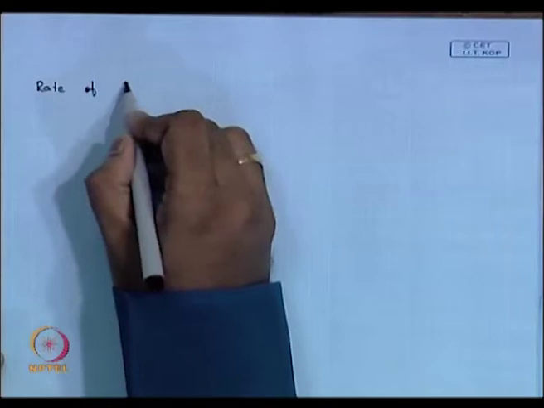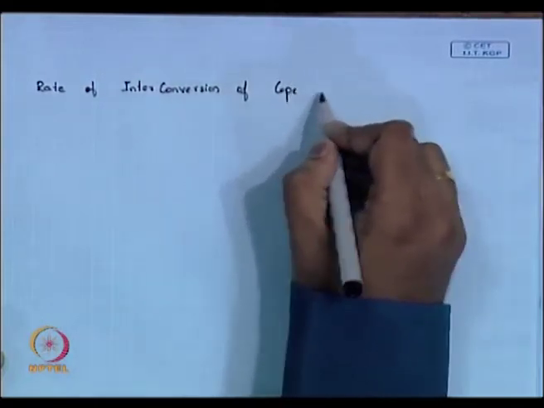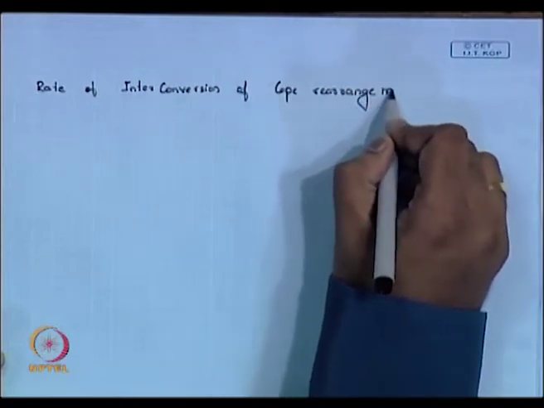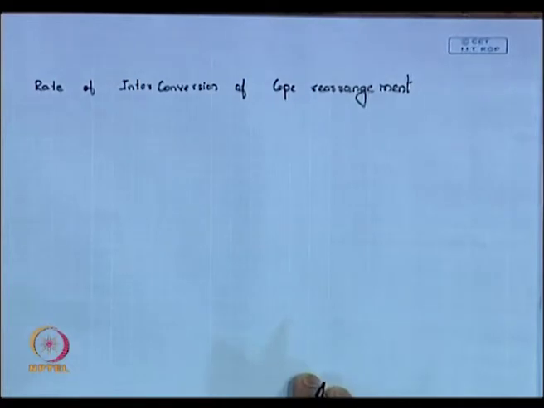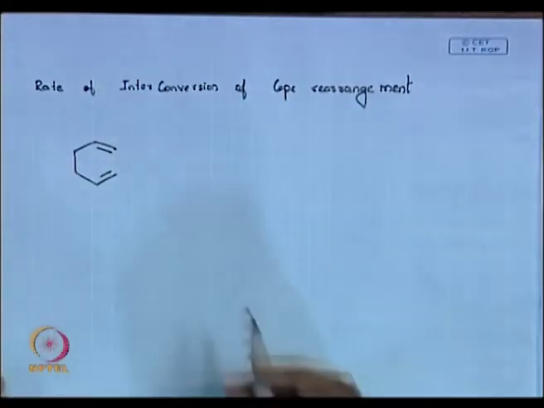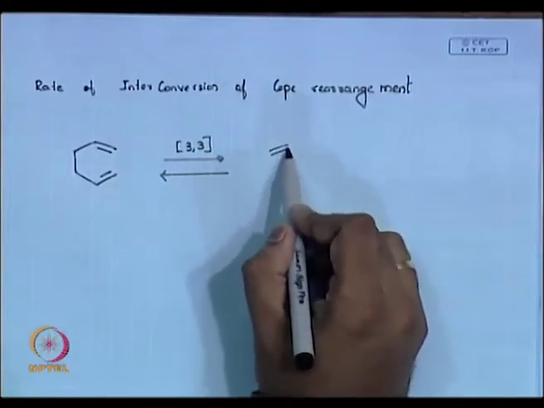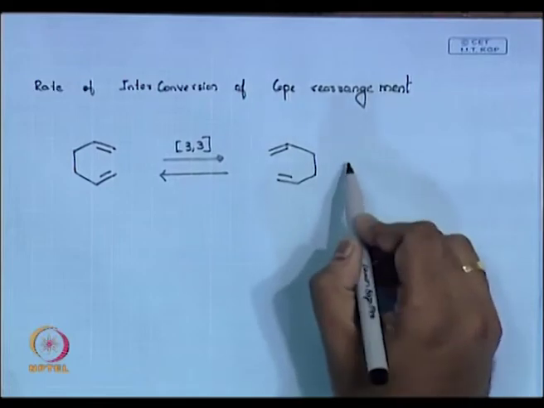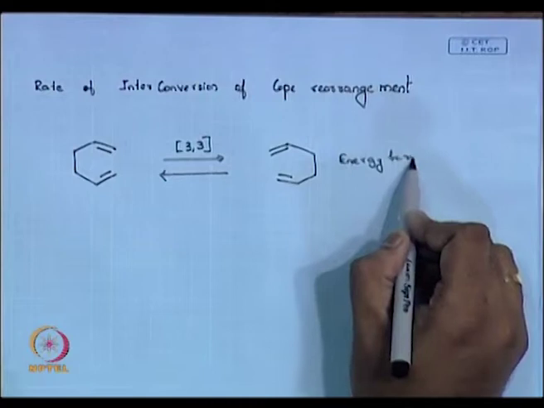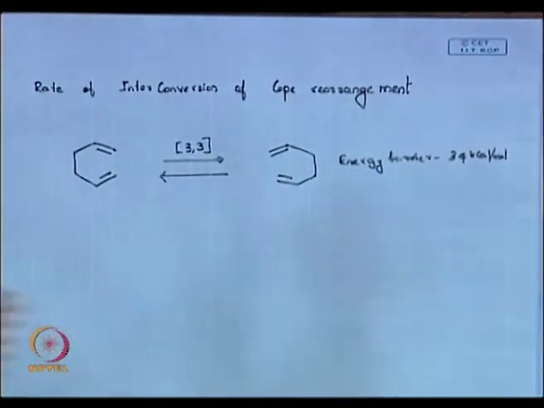Now, we will just see the rate of interconversion of your Cope. I have this one, okay. I have taken this, I do a 3,3, you know what product you get. See, the energy barrier for this reaction is 34 kilocalories per mole, okay. So, it takes interconversion. So, this can be pretty well isolated, yeah?